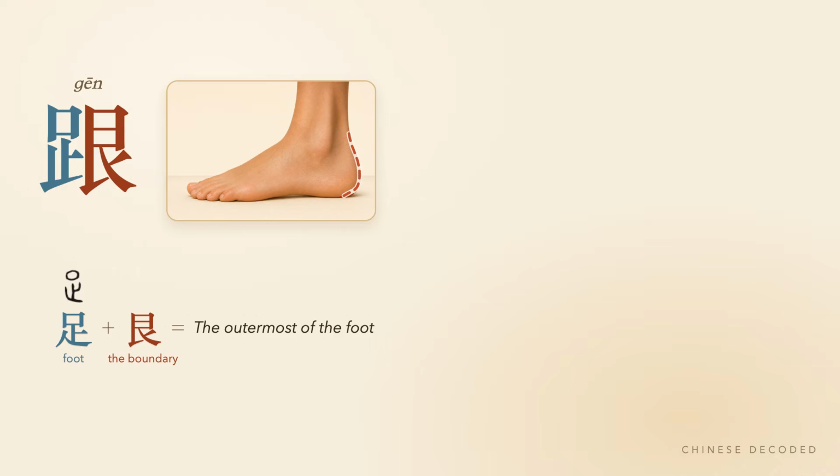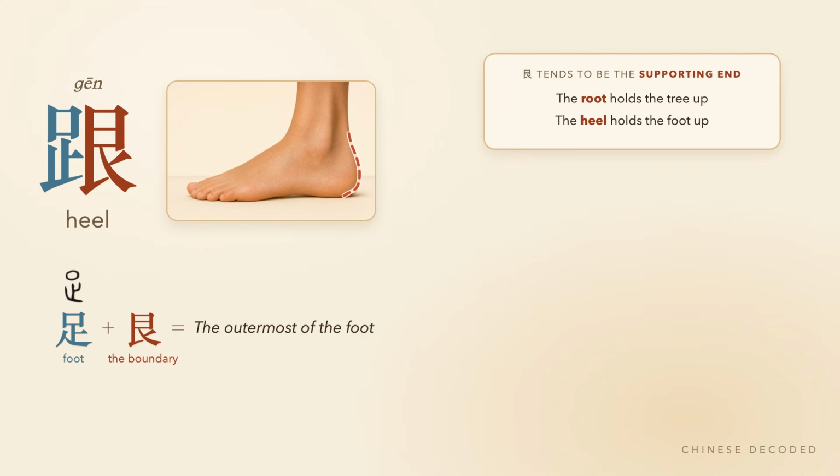The heel: the foot plus the boundary. The outermost of the foot, the heel. You may wonder, the outermost of a foot could just as well have been its toes, and the outermost of a tree could have been its branches. The boundary tends to be the supporting end of something. The root holds the tree up and the heel holds the foot up. To illustrate why requires explaining a deeper mechanism, and that will be covered in a later video.